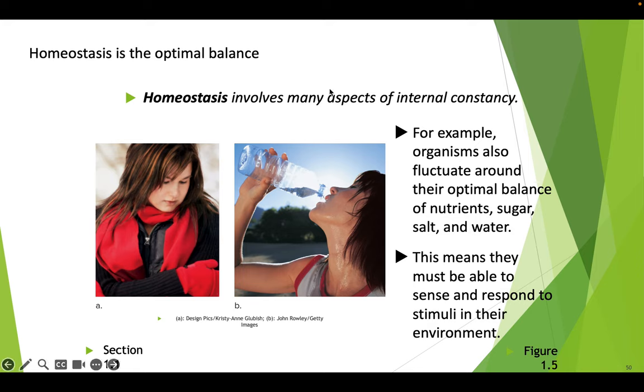Homeostasis involves many different aspects of internal constancy. Temperature's just one. It could also be a balance of nutrients, sugar, salt, and water. And this means that organisms need to be able to sense and respond to stimuli in their environment.